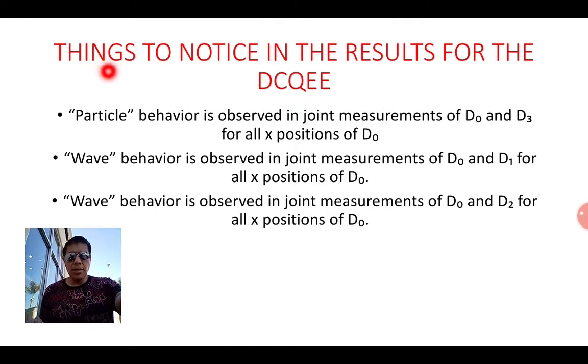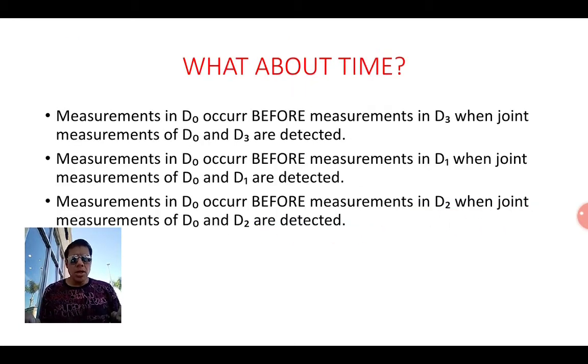Well, all right, things to notice in the results for the delayed choice quantum eraser experiment. Particle behavior is observed in joint measurements of D0 and D3 for all x positions of D0, right? I mentioned that. Wave behavior is observed in joint measurements of D0 and D1 for all x positions of D0, right? Mentioned that. And wave behavior is observed in joint measurements of D0 and D2 for all x positions of D0, right? Mentioned that. So what about time?